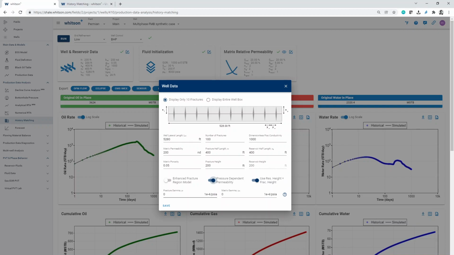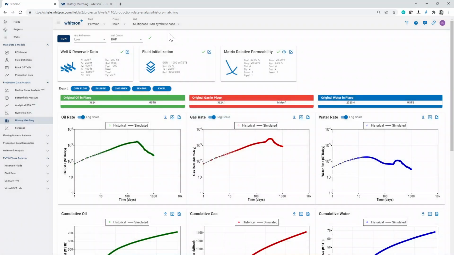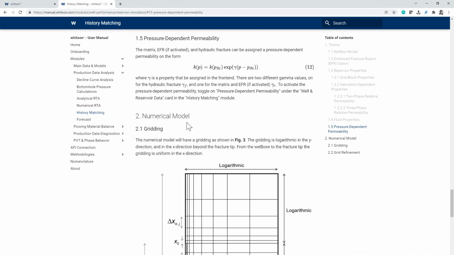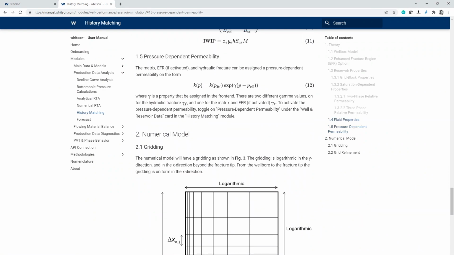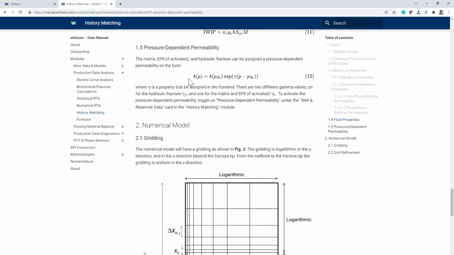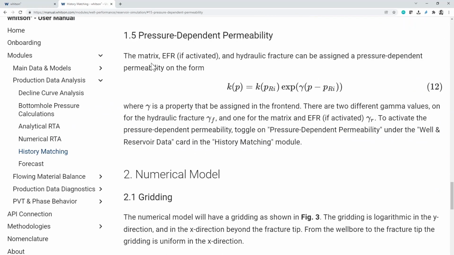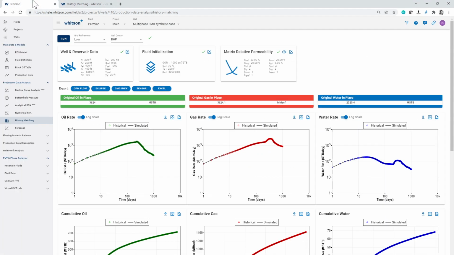What you will see there is that we'll have two different types of pressure-dependent permeability. One only for the fracture grid cells and one only for the matrix grid cells. And we'll take both of those for a run now in a sec. For those that are interested in some information about this gamma parameter and how pressure-dependent permeabilities have been implemented into Whitson Plus, you can read a little bit more about that here in the manual.